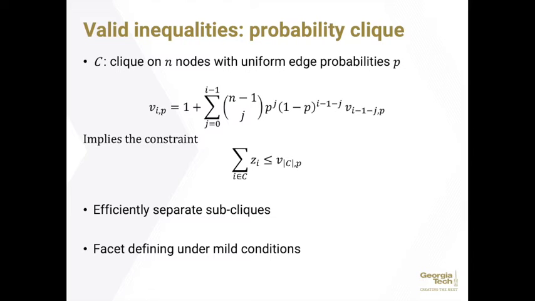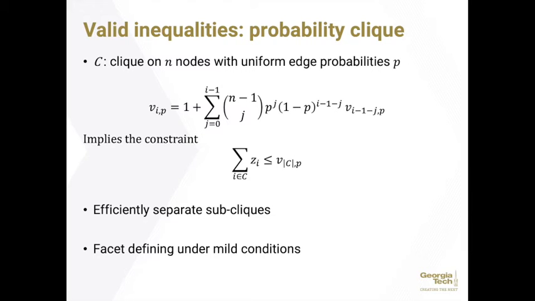And a fortunate result of this approach is that if we go ahead at the beginning and find a bunch of cliques and add this type of constraint to the model to strengthen Q edge, we can actually separate efficiently over all of the subcliques contained in our initial clique.